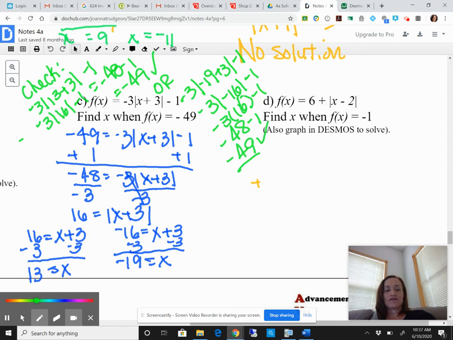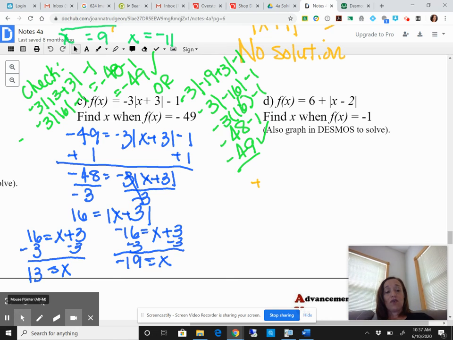16 is positive, so that's okay. So it's possible the x plus 3 was 16, and I took the absolute value and got 16. Or it's possible the x plus 3 is actually negative 16, and when you take the absolute value, you get 16. So I have both those cases there, and you get x equals 13 and x equals negative 19. Up here in green, I did all my checking. So if you had any issues with the checking, you can go ahead and take a look at my work there.